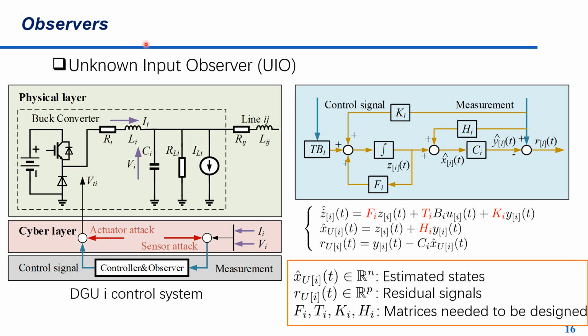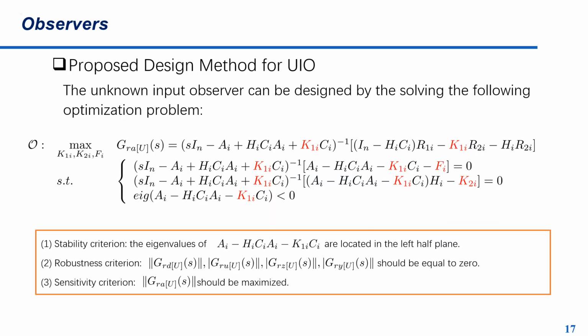For our case, we use the unknown input observer, and the structure and equations are shown here, where the matrices F, T, K, H are unknown matrices that need to be designed. This slide gives the introduction of designing the observer. I will not present too much detail because it is widely used in existing works. For our work, we use optimization-based methods to design the observer based on the stability criterion, robustness criterion, and sensitivity criterion.